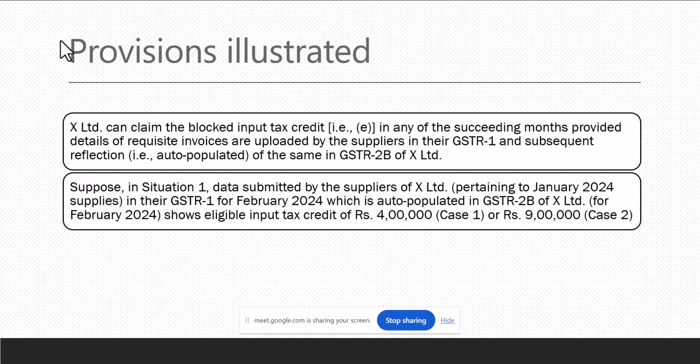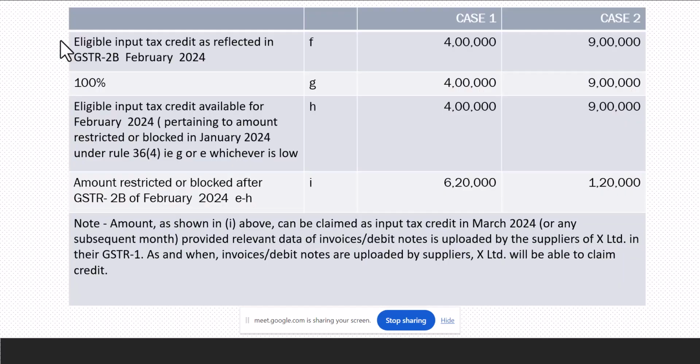Then we come to a situation in the subsequent months. Suppose let's take the case 1. So when he is looking at February GSTR 2B, पहले तो वो जनवरी का देख रहा था. Now he is going to the next month, he is going to again see what has happened. In February 2024 he sees that he has got only another 4 lakh of invoices. Case 1. Case 2 में 9 लाख आए. तो ये तो आपको मिल जाएंगे. तो अब जो रह जाएगा, suppose we take only the first case where he was eligible for 10 lakh 20,000. So now he is eligible for 4 lakhs. So which means now he will be ineligible for 6 lakh 20,000.